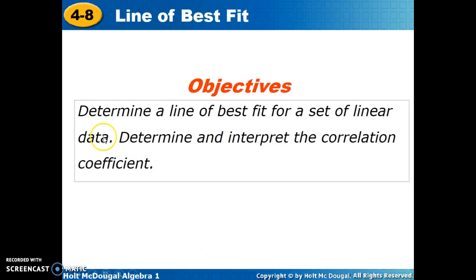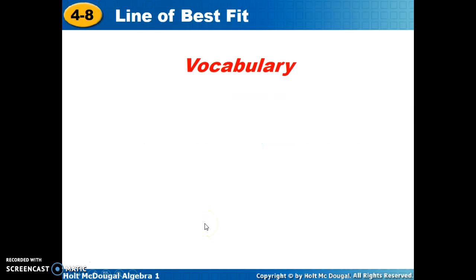So we're going to be using our calculator, inputting our lists, list 1 and list 2 again, and then going into the linear regression and coming up with that line of best fit. We're going to determine and interpret the correlation coefficient, and that's all on the calculator.